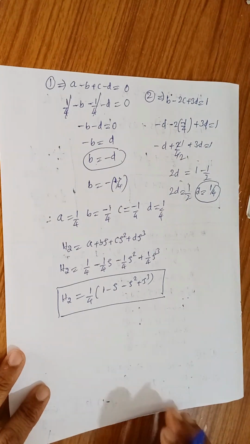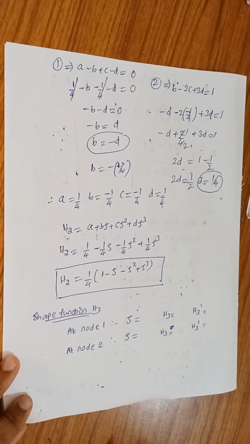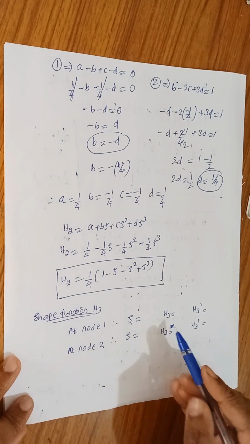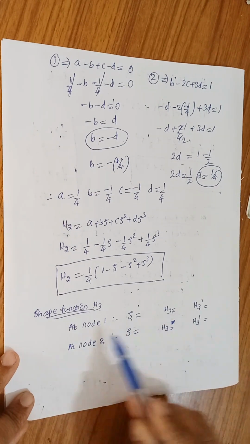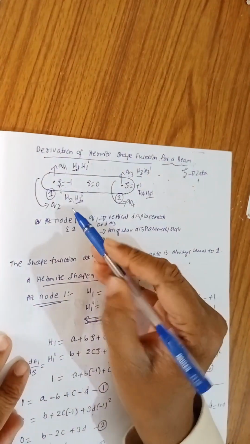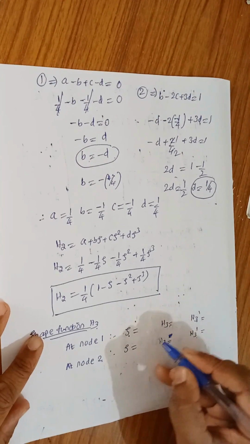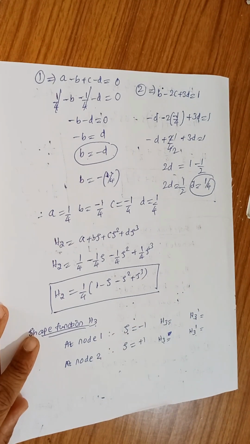So now, in a similar way, we have to derive H3 and H4. Okay, now for shape function H3, let's find out the values of zeta at node 1 and node 2. Also, for shape function 3, we have to find out the values of H3 and H3 dash at node 1, and H3 and H3 dash at node 2. You can see clearly from this figure, zeta is minus 1 at node 1, zeta is plus 1 at node 2. So that's clear, it's minus 1 and plus 1.